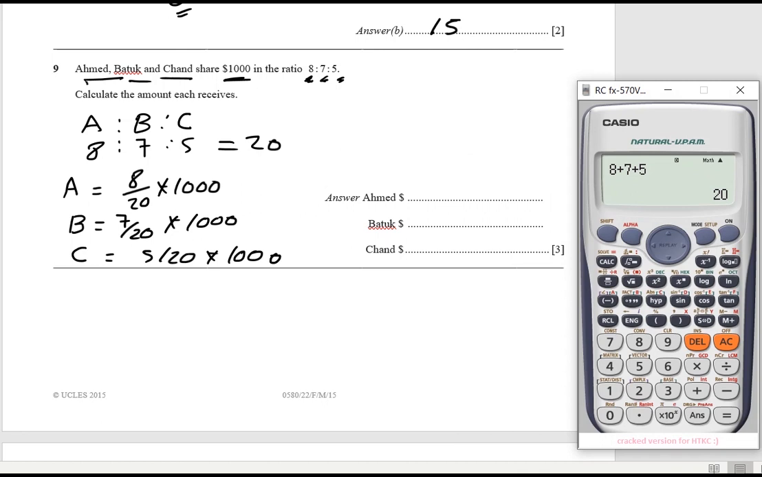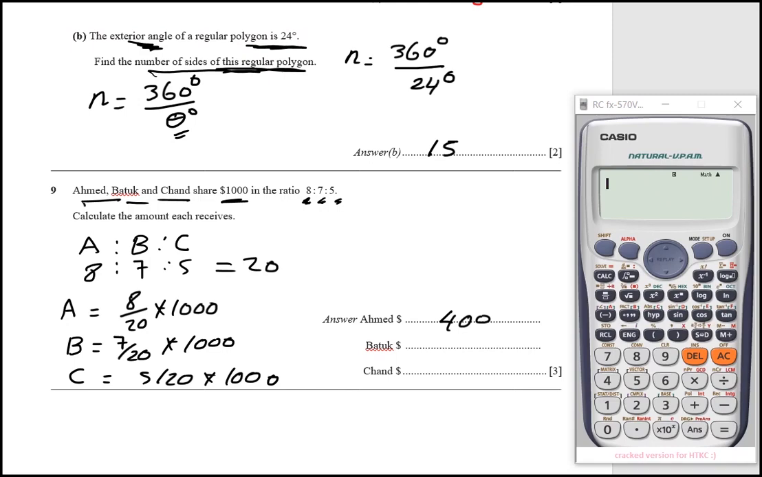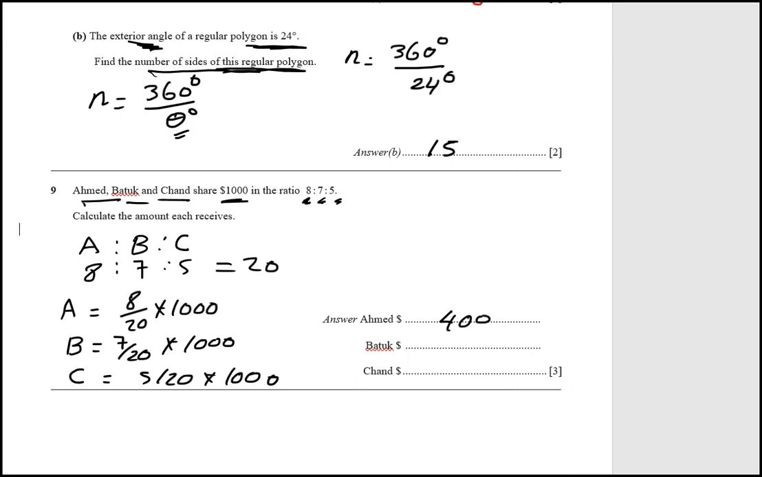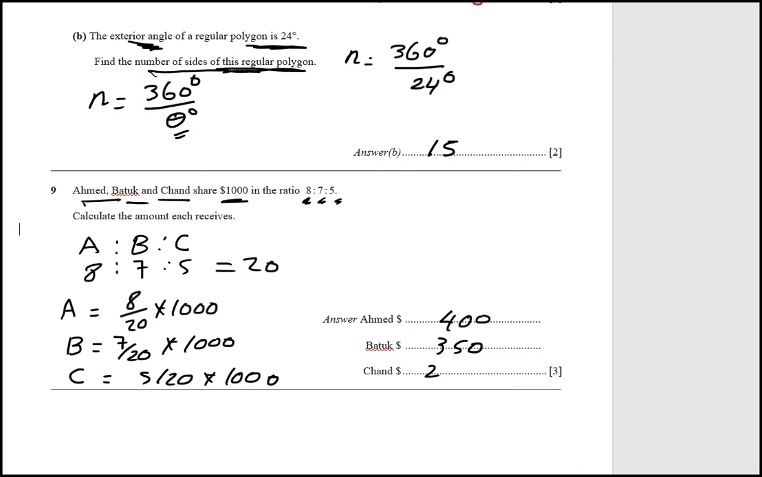Let us start. 8 divided by 20 multiplied by 1000. This is the amount of the first child. Let us go to the second one. The second one will be 7 divided by 20 multiplied by 1000, equal to 350. And the third one is 5 divided by 20 multiplied by 1000, equal to 250.